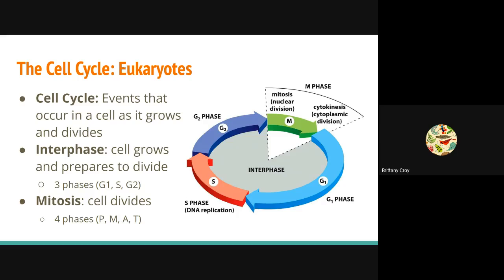The cell cycle in eukaryotes has two main parts, interphase and mitosis. Interphase is when the cell grows and prepares to divide. Mitosis is when the cell actually divides. For this objective, 10.1, we're going to focus on what happens during interphase.